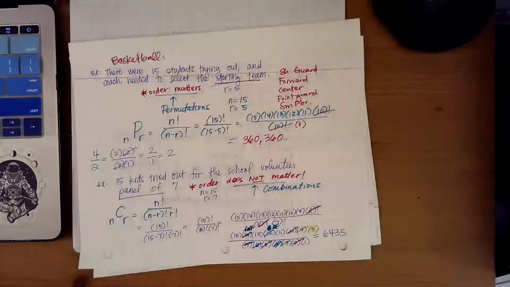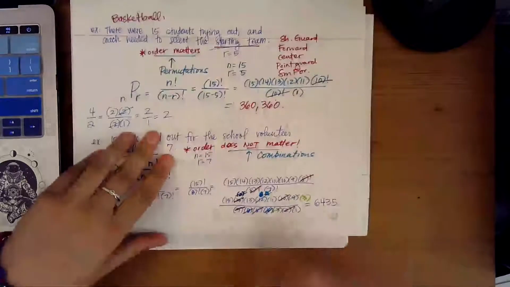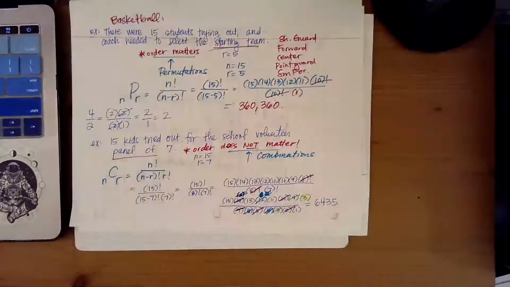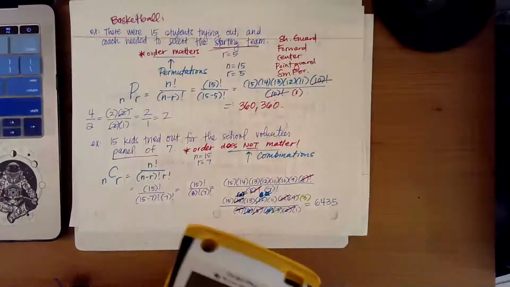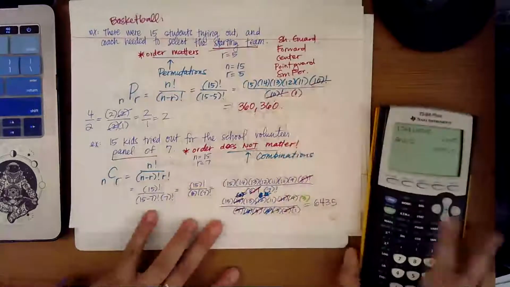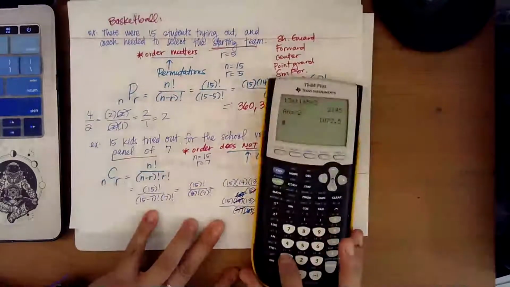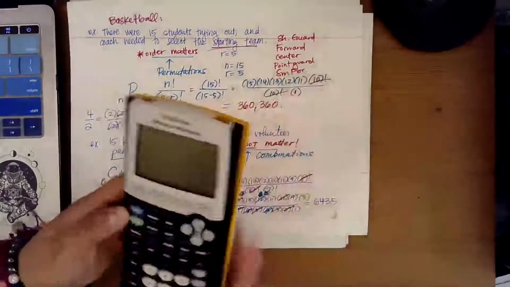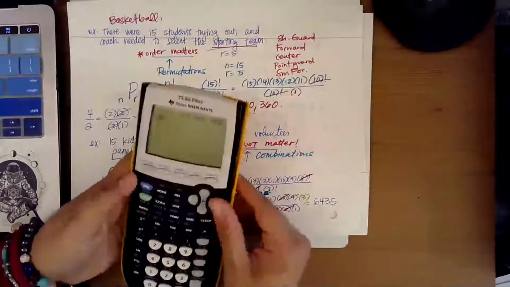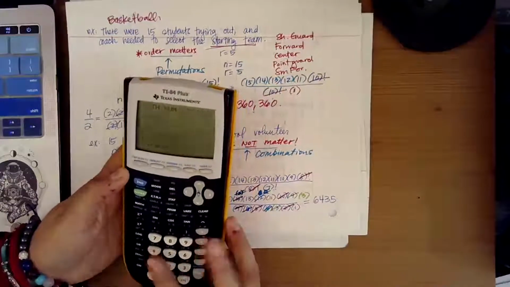So that gives me 6,435. As you can see here, again, if I want to calculate using the calculator, let me show you. Where's my factorial? Okay. So if I want to use 15 factorial, I'm going to go 15, and then I'm going to go to math, probability, and number 4 is my factorial.